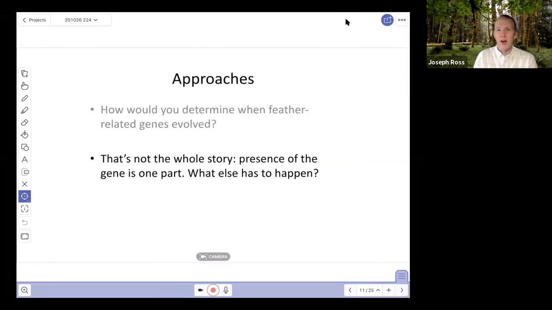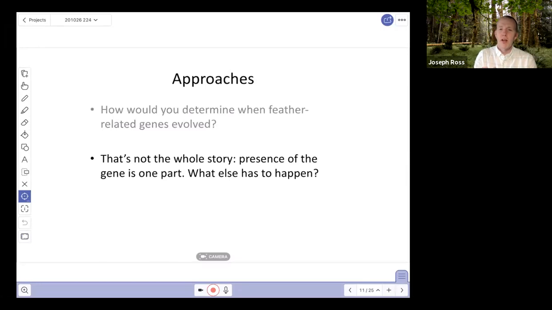Now, so far, I've been telling you a little bit of a half-truth, that sure, we do want to know when genetic changes occurred that allowed the production of feathers and allowed the evolution of flight. But the story's not just about genes that encode proteins and sequences inside the genes that could change, mutate, and cause the protein sequences to change and thus their function potentially to change. The gene is one part of the story, so what is the other part of the story?